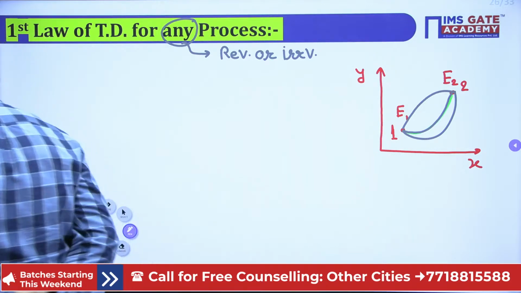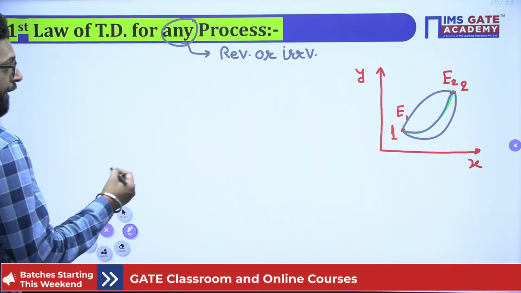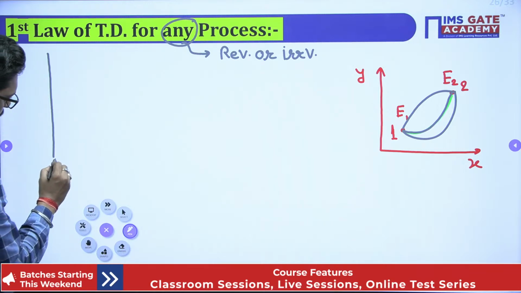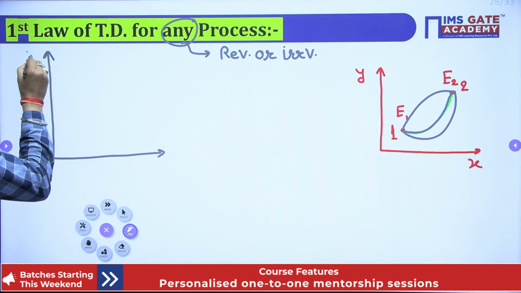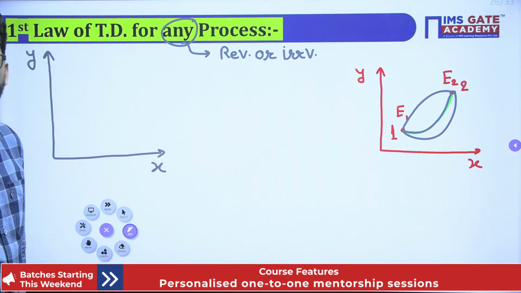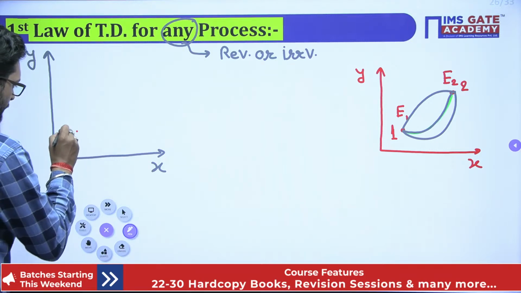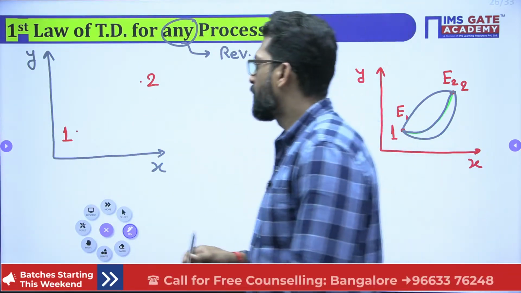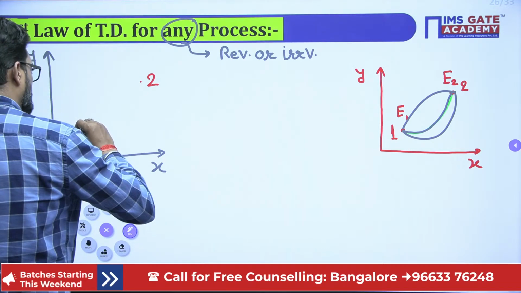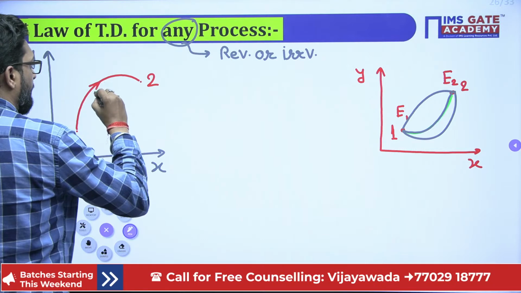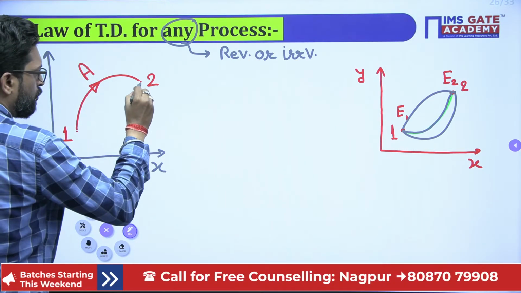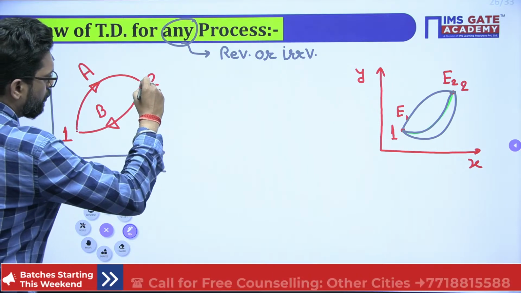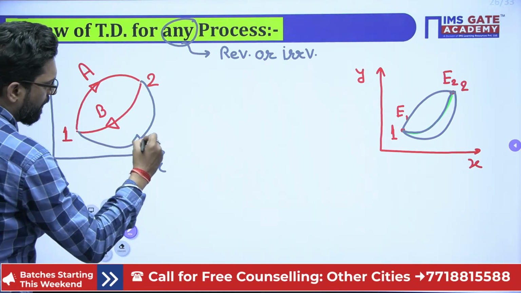Now see my dear, if you draw any thermodynamic process, let's suppose this is your thermodynamic plane, this is your y property and this is your x property. Now we take point 1 and point 2, two states of the system, and we join them by different processes. Let's suppose 1 to 2 is joined via path A, 2 to 1 is joined via path B, and let's suppose another path, 2 to 1, joined via path C.